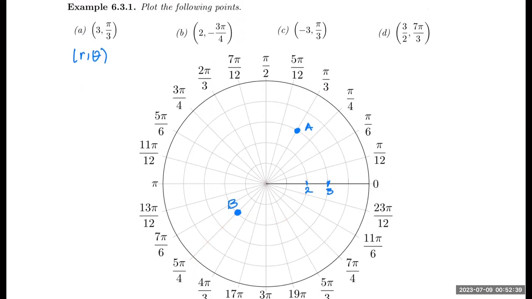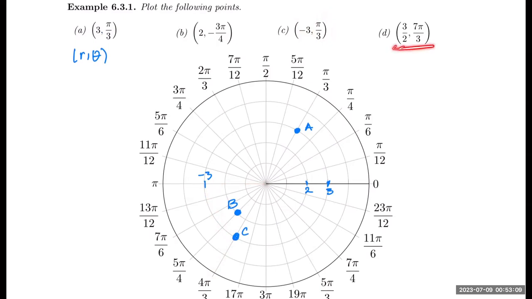For C, since we have a negative r this time, we're going to go 3 units to the left as the starting point. So we're starting here. So this point is going to be negative 3. And we're still going to go in a counterclockwise direction because theta is positive. So we're going to go until 4 pi over 3. So it's going to be this point over here.